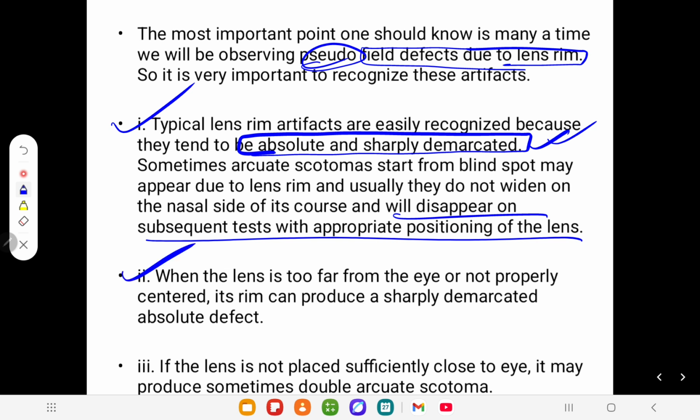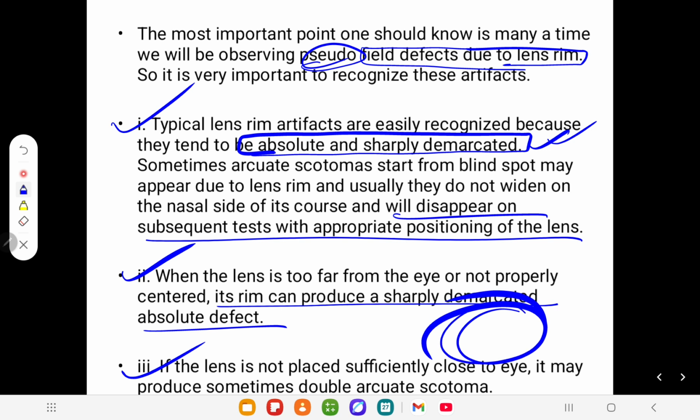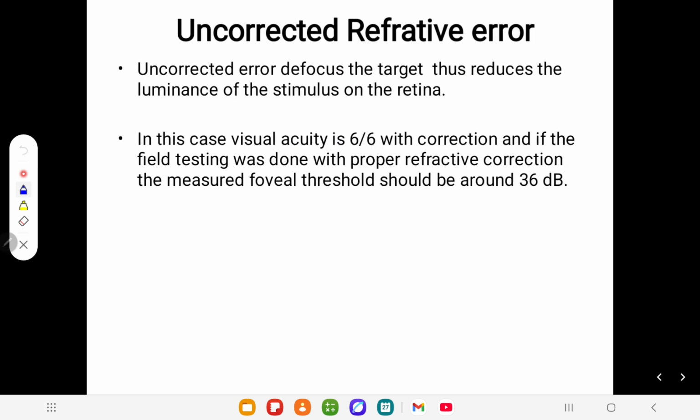Second, when the lens is too far from the eye or not properly centered, its rim can produce a sharp demarcation absolute defect. It's very important. So that's why it should not be too far, it should be close, and it should be properly centered to the eye. Another, if the lens is not placed sufficiently close to the eye, it may sometimes produce a double arcuate defect, meaning a complete round defect from the upper half and lower half. That's why the lens should be placed as close as possible to the eye, but definitely not touching the patient's eyelashes, because they can blink easily.